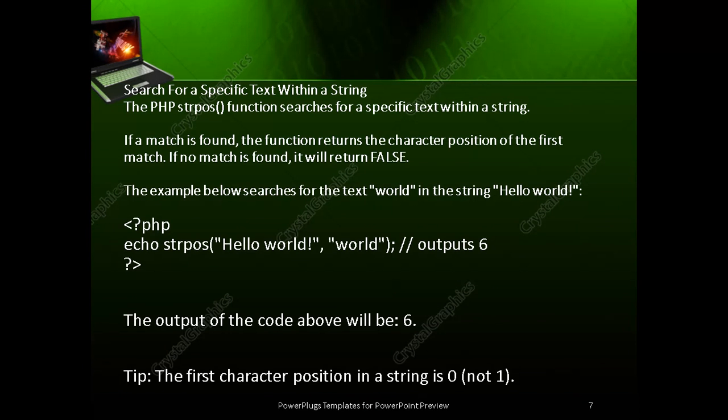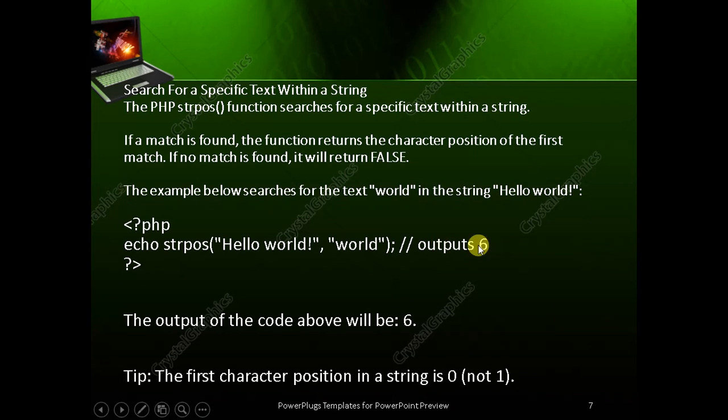So search for a specific text within a string. The PHP strpos function searches for specific text within a string. If a match is found, the function returns the character position of the first match. If no match is found, it will return false. The example below searches for the text "world" in the string "hello world". Okay, so echo strpos("hello world"). So it will output 6.